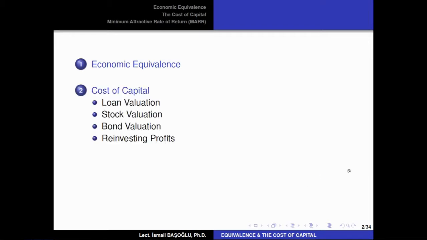So the outline is as follows. We are just going to focus on the definition of equivalence once again. Actually, we have already defined the term equivalence in the first few chapters, but today we are just going to put a formal definition onto that. Then we are going to learn about the concept, the cost of the capital, and we are going to study how to calculate the cost of the capital.